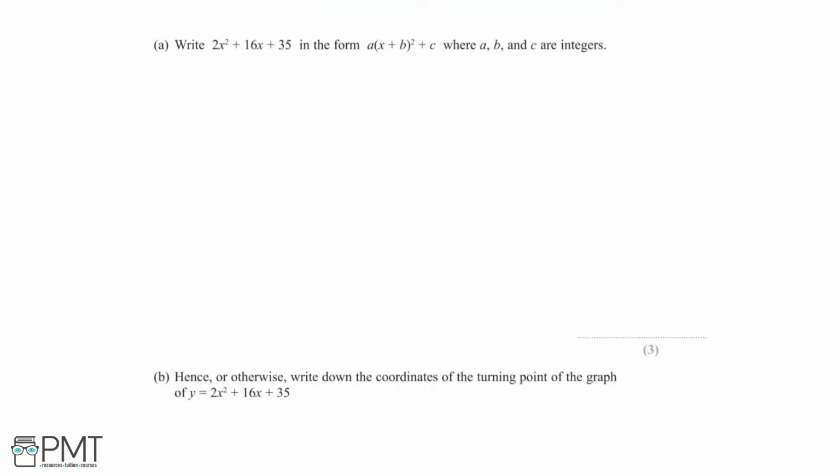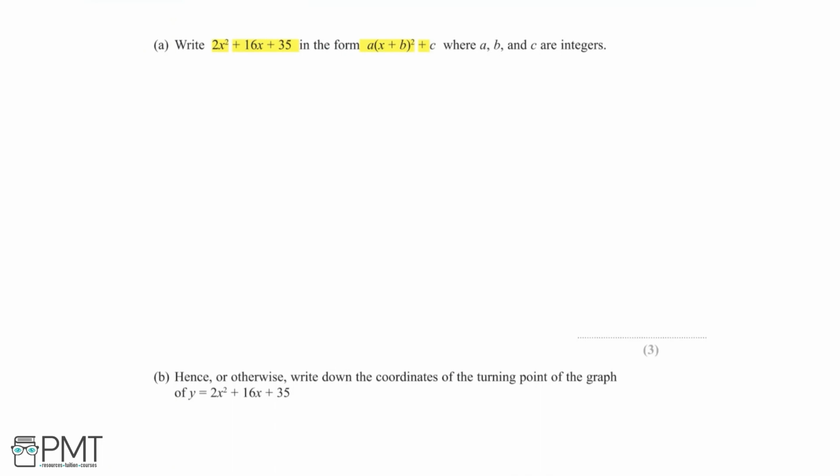In this question, we're being asked to write the quadratic equation 2x squared plus 16x plus 35 in the form a multiplied by x plus b all squared plus c, where a, b and c are integers. And so to do this, we're being asked to complete the square. Let's take a look at how we'd approach this question.